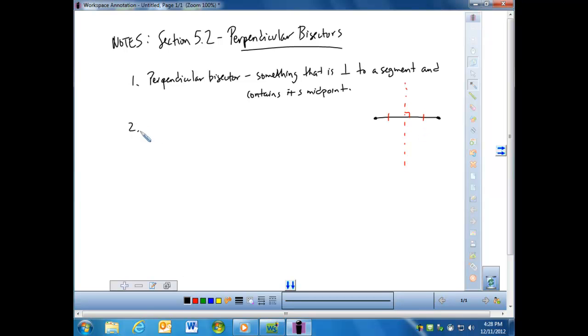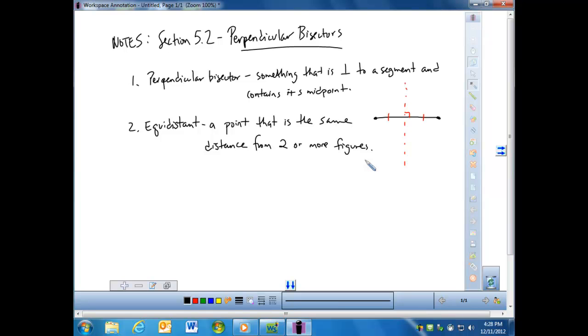Second term we're going to look at today is a term called equidistant. You may have heard this term before. It's not a real hard term to figure out, but if something is equidistant, then it is the same distance from two or more things. So you might say that a point on the perpendicular bisector is equidistant from the endpoints of that segment, which leads us into a very important theorem today.